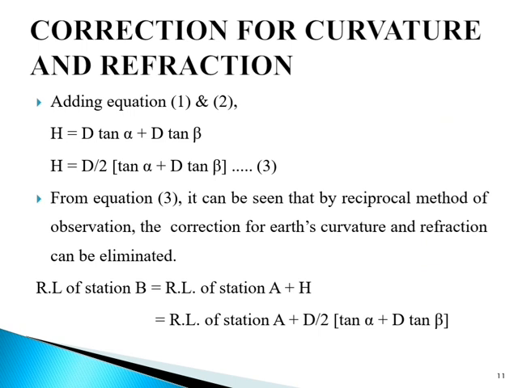So RL of station B is equal to RL of station A plus H. We now have the value of H. Putting the value of H, it is given by RL of station A plus D by 2 into bracket tan alpha plus tan beta, which is the required equation. So these are the corrections, okay.